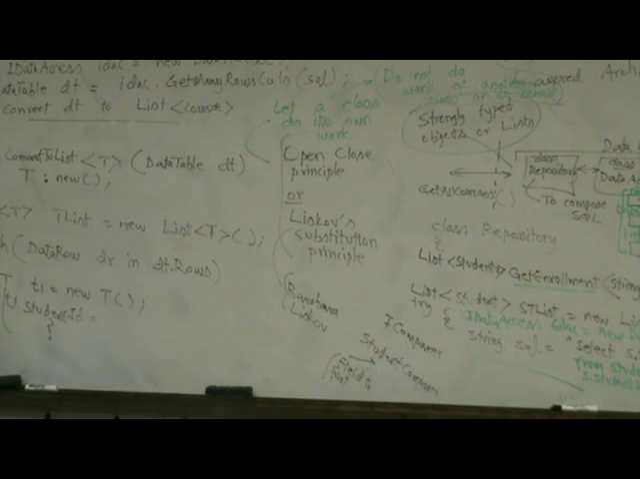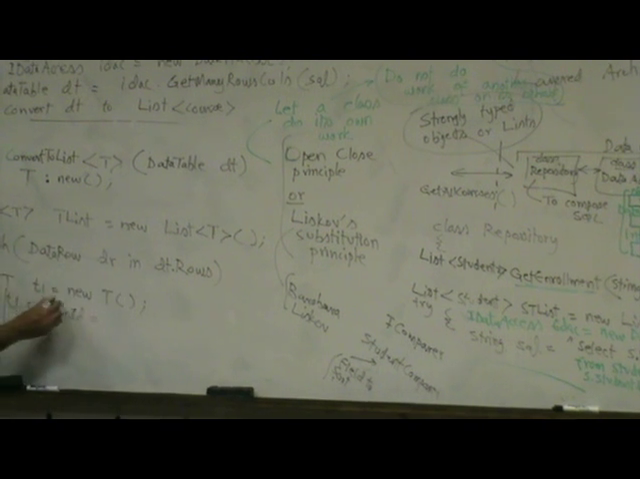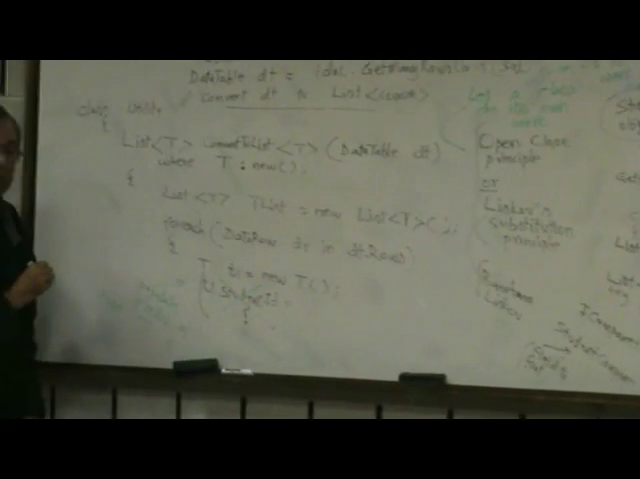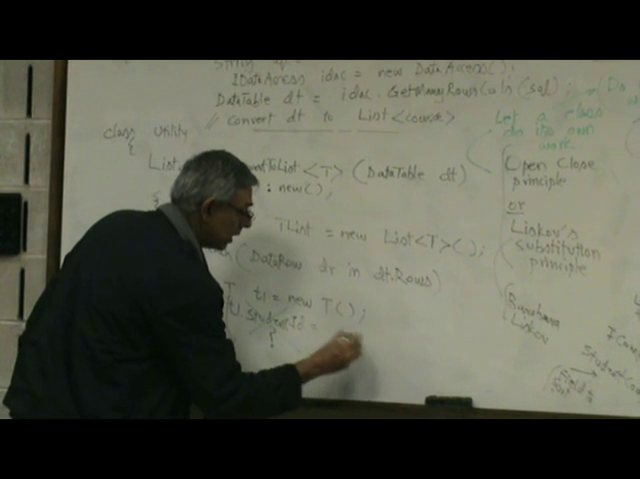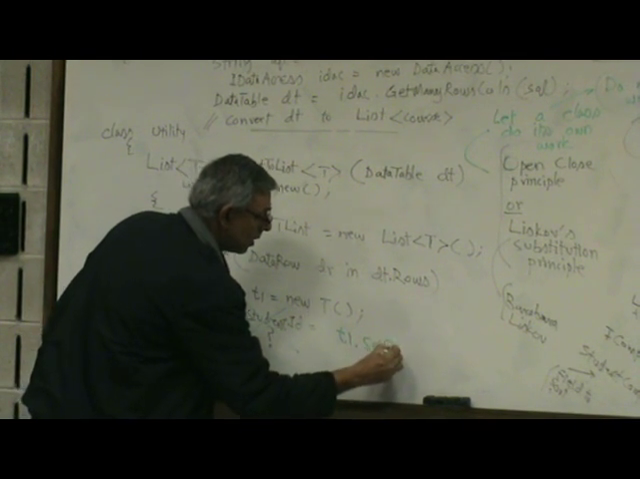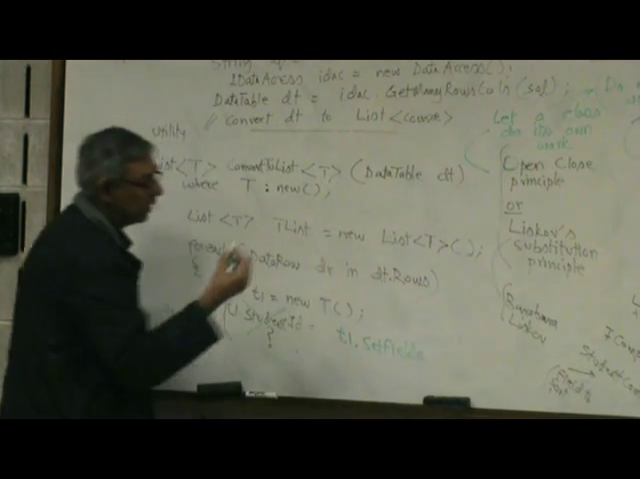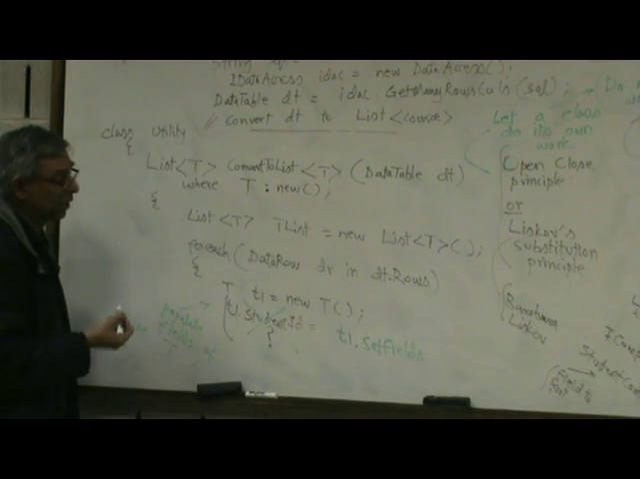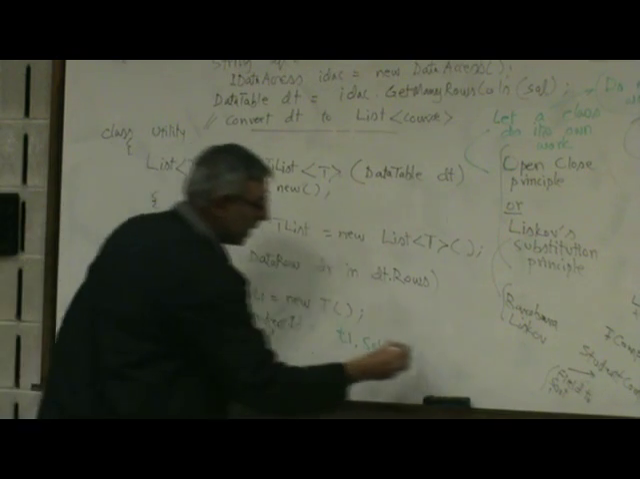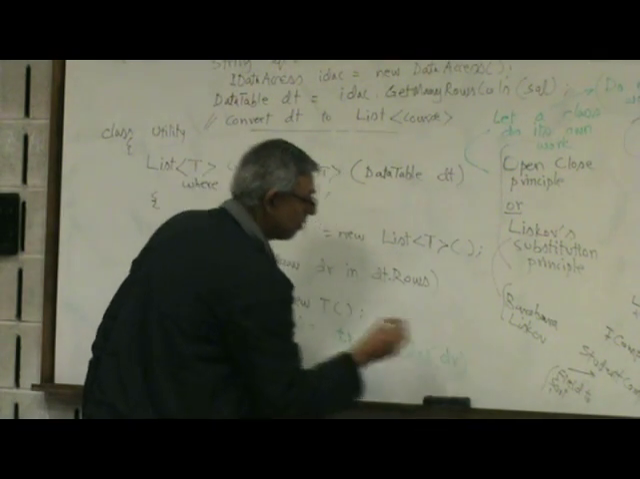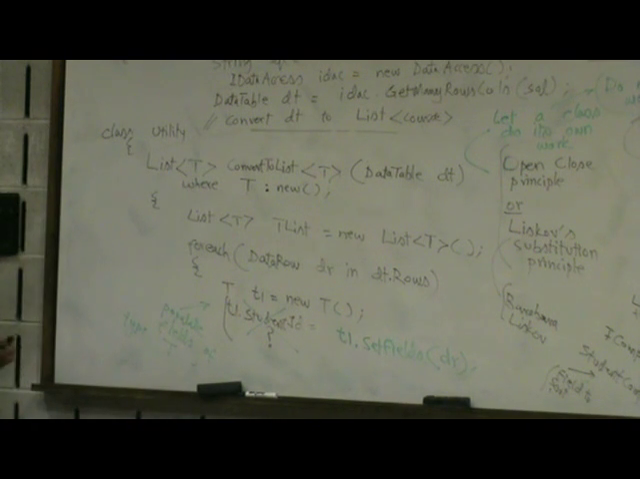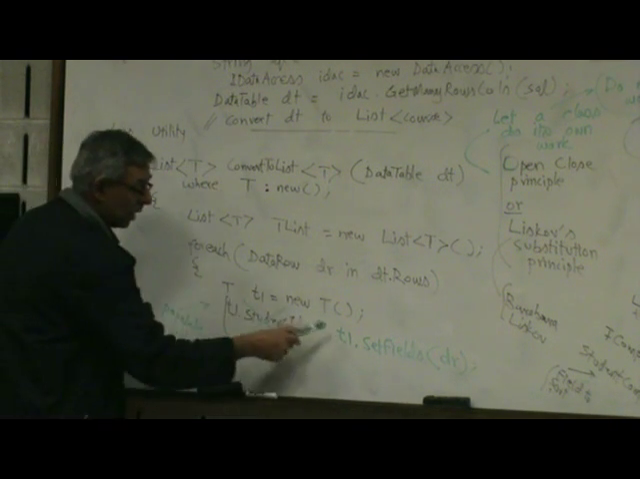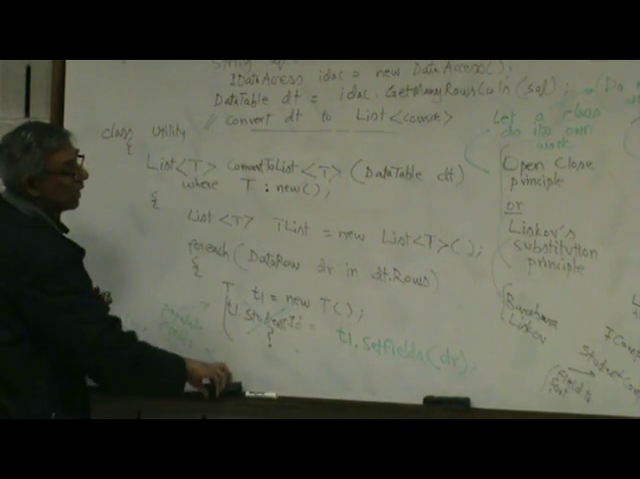So to satisfy Liskov's substitution principle, we will not do it like this. We will say, for example, T1 dot, let's pretend there's a method in T1 that we will write called setFields, and then we will pass it the data row. Okay, so now let's go to, if T happens to be the student.